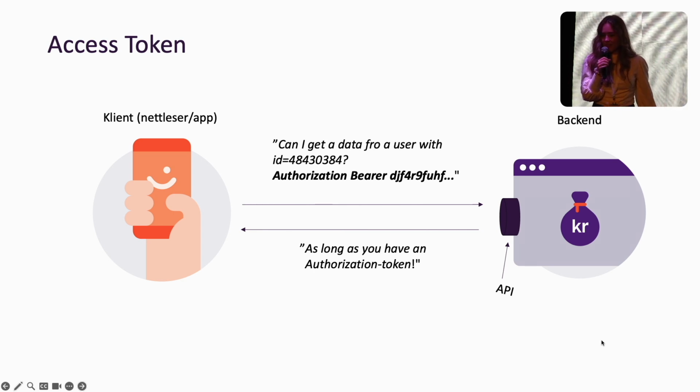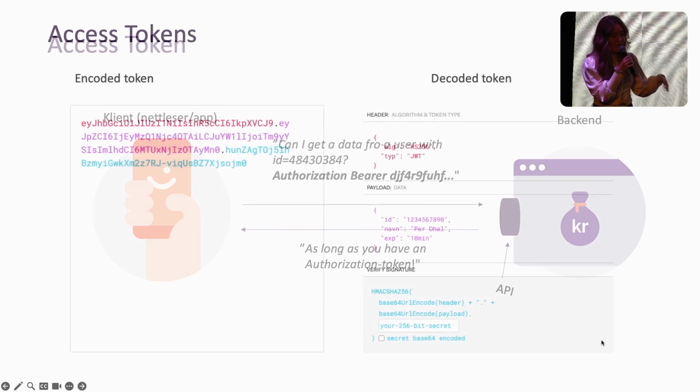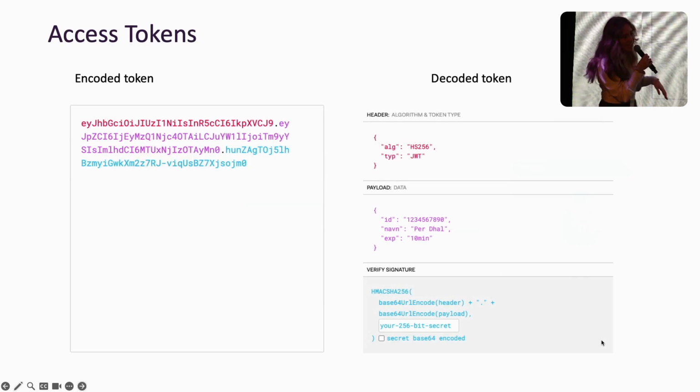This is because access tokens always have an expiration time. Here you see an access token to the left. It is encoded with base 64 and decoded here on the right side. And base 64 encoding is not encryption or anything like that.